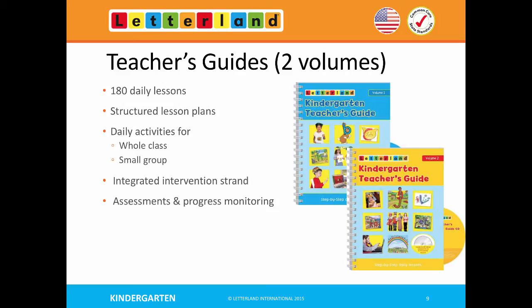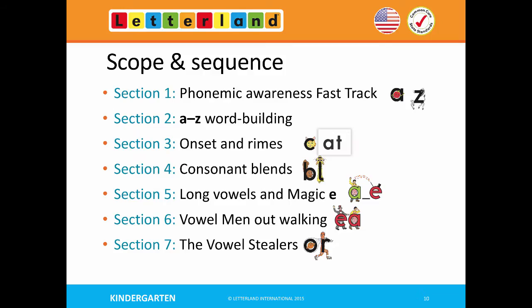The guide also includes intervention ideas as well as a separate intervention strand, which incorporates benchmark assessments and has built-in progress monitoring. Okay, let's start looking at the contents of the Teacher's Guide. Section 1 features the Phonemic Awareness Fast Track. This section of the guide allows teachers to begin to close the gaps between the various pre-literacy knowledge and skills levels of understanding that children have when they first arrive in your class.